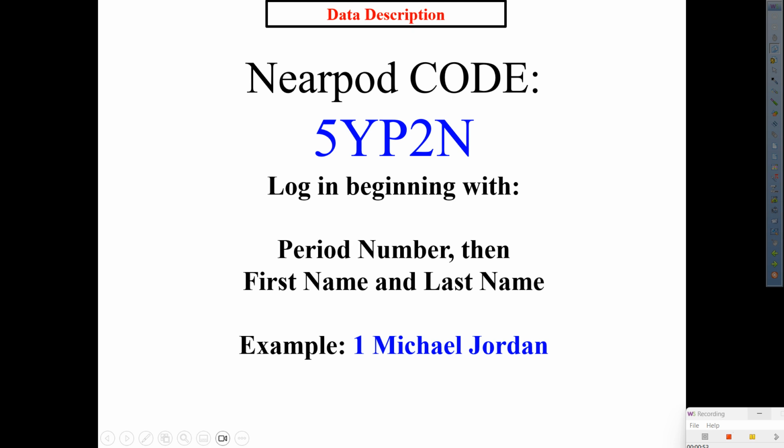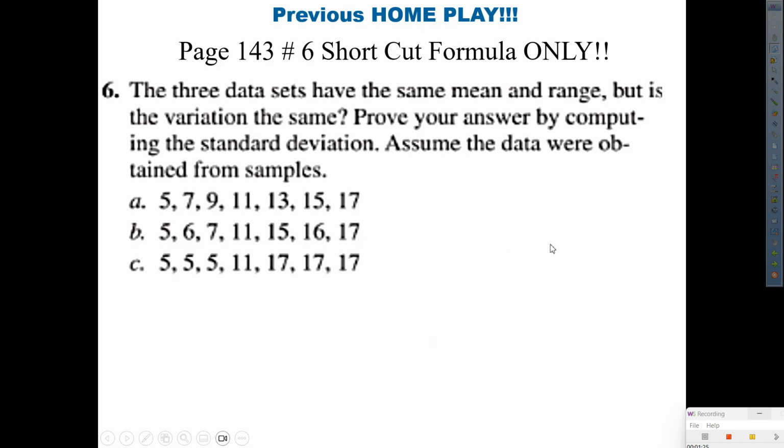And just an FYI, in regards to late assignments, if there's anything that's late, remember it's going to count as partial credit. And the next progress report is coming up pretty soon, so don't fall behind. All right? And last night's home play was this one. Go to Canvas, turn that in, please.